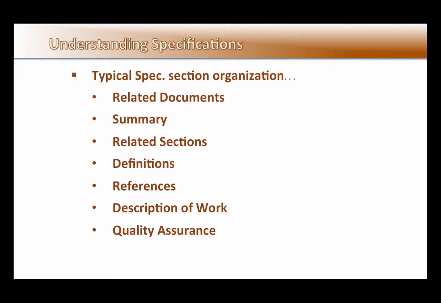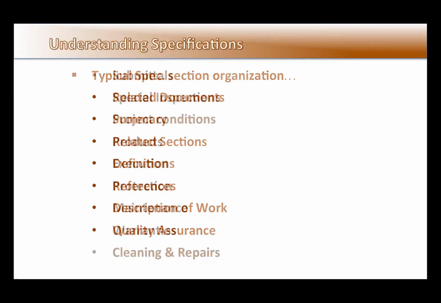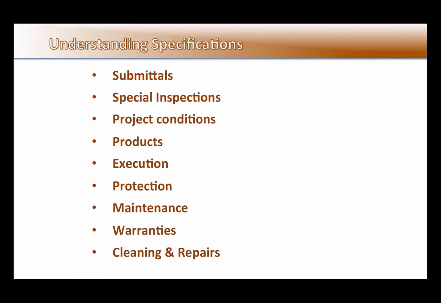Typically, a set of specifications is organized into sections that are pretty straightforward. You'll have sections that further organize the set of specifications, such as related documents, summary, definitions, references, description of work, and quality assurance. Other sections would also include submittals, special inspections, project conditions, products, execution, protection, maintenance, warranties, and cleaning and repairs.